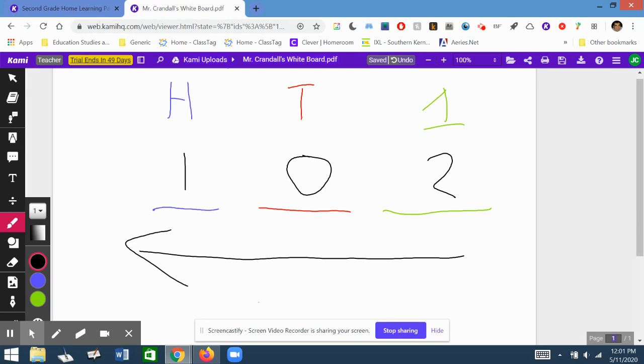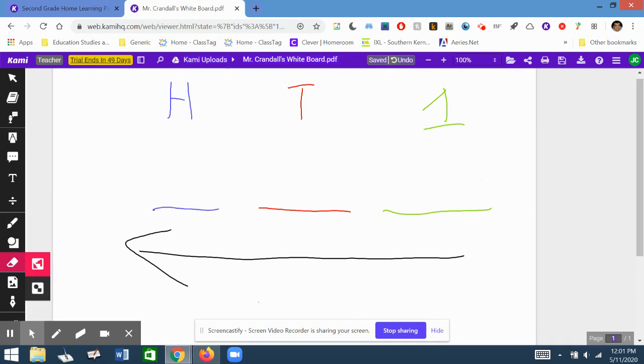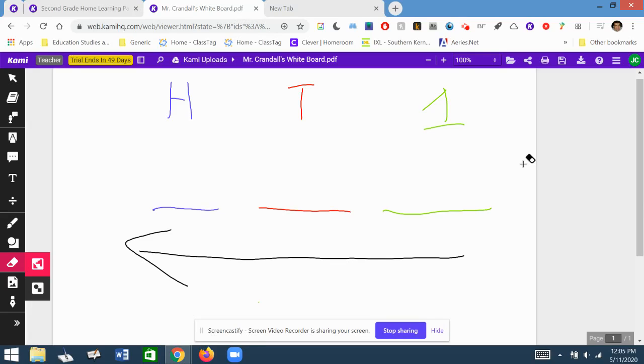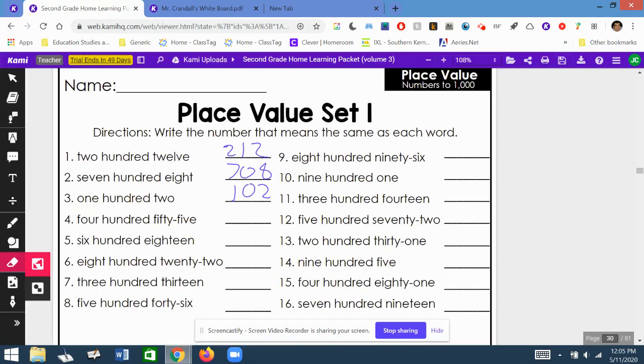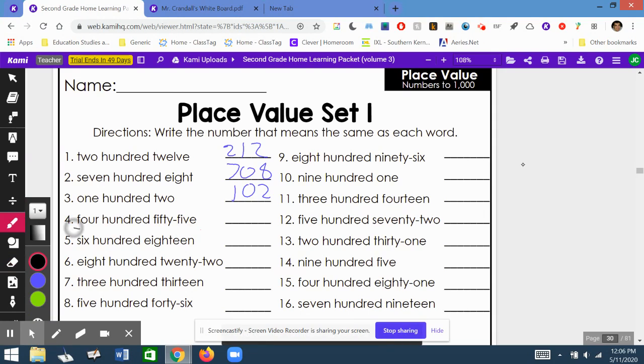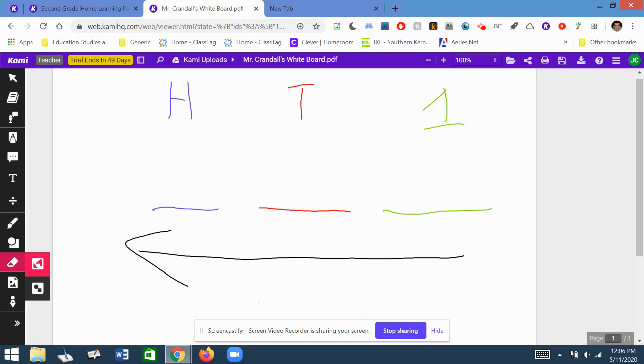Number 4, 455. How many hundreds? Once again, 400. So everybody had a bit of a technical glitch there, and we're back. Once again, the number, I'm going to check real quick because I've already forgotten it, was 455. So 400. So here's our hundreds.